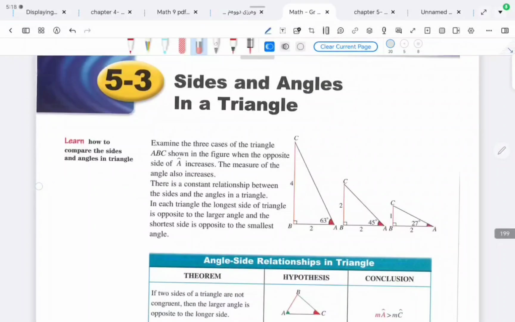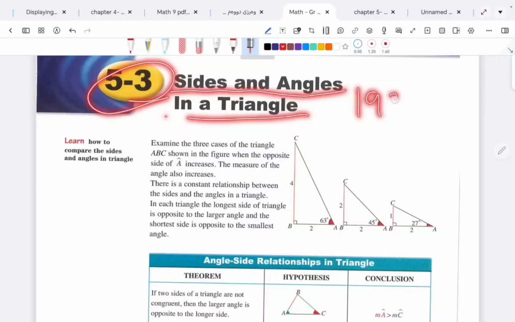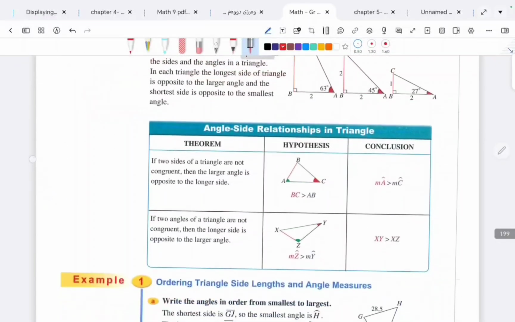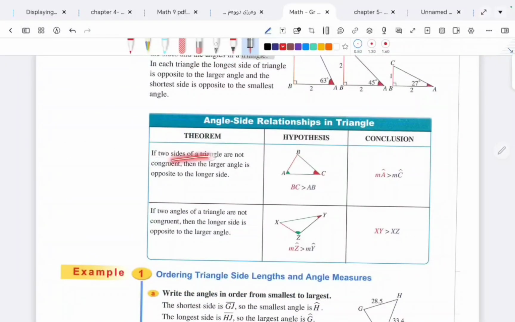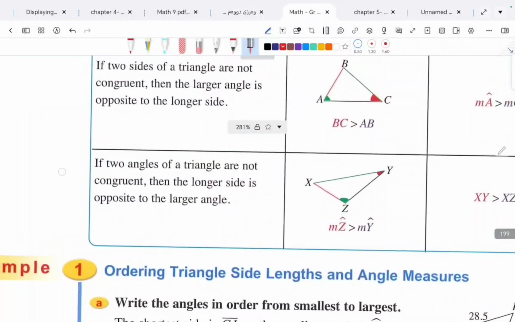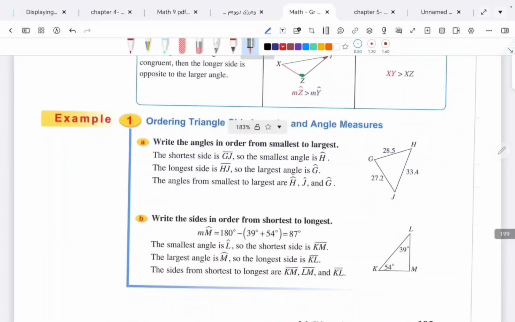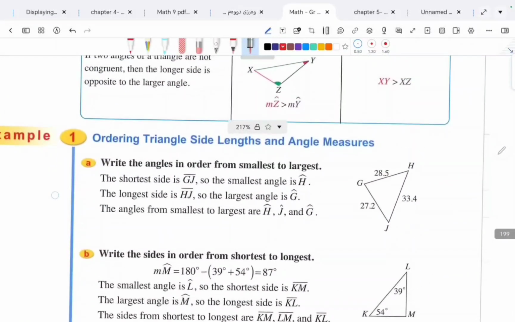In this video, I'm going to explain Chapter 5, Lesson 3, Sides and Angles in a Triangle, page 193. Okay? We have two theorems. If two sides of a triangle are not congruent, then the larger angle is opposite to the longer side. The second one: if two angles of a triangle are not congruent, then the longer side is opposite to the larger angle. Let's see Example 1.